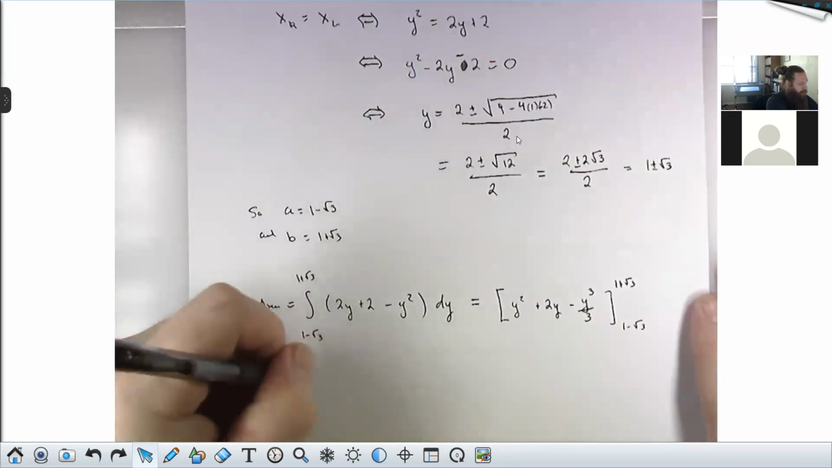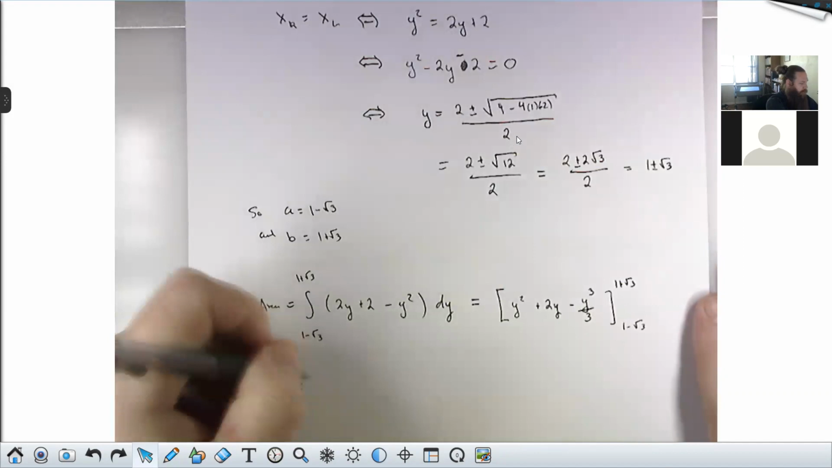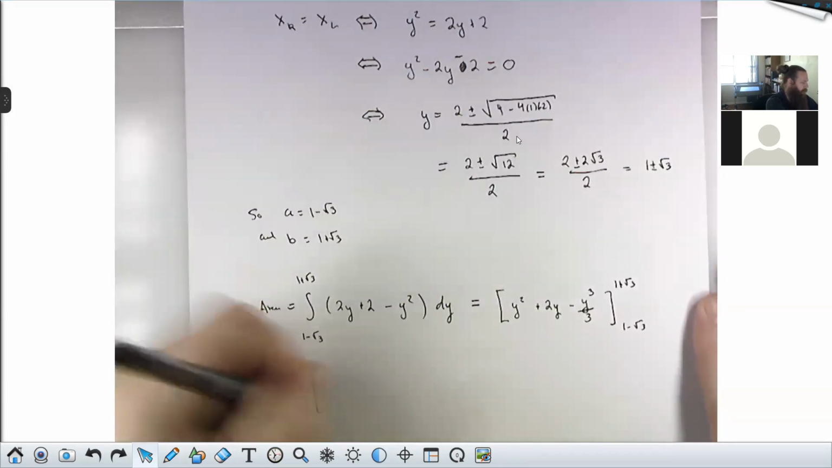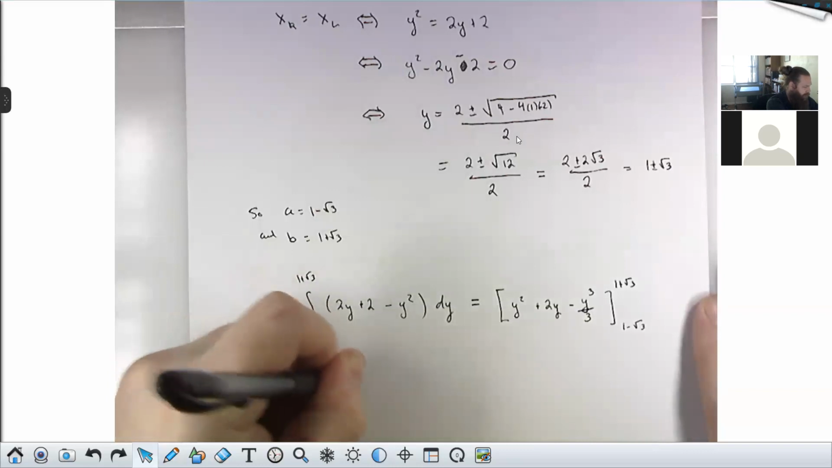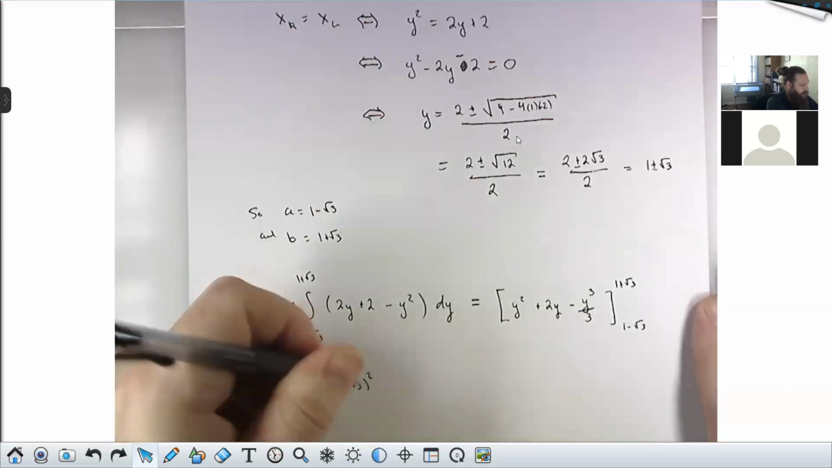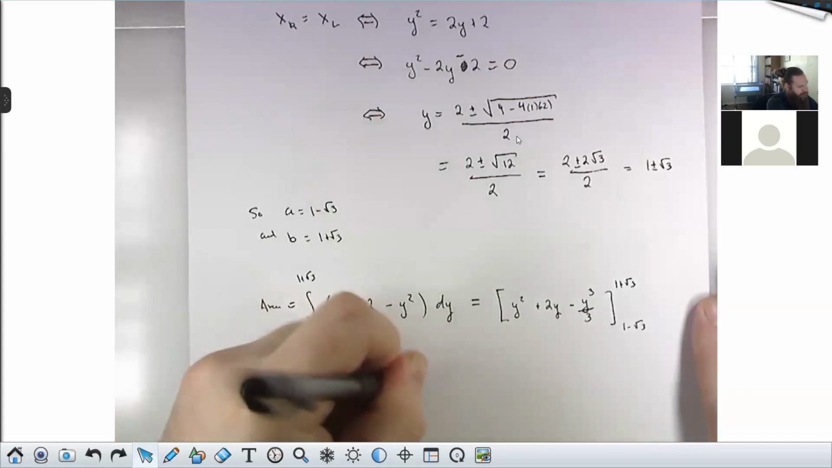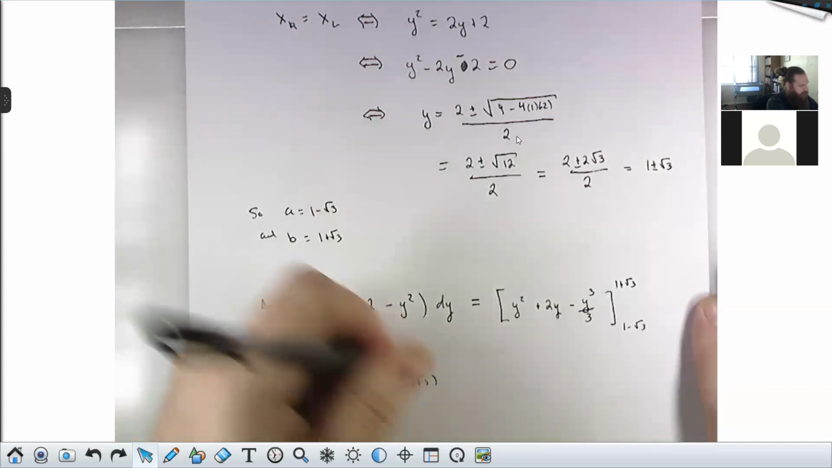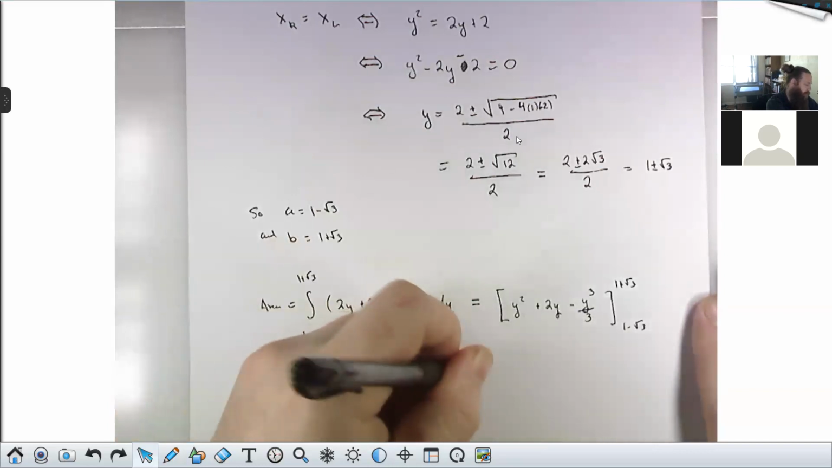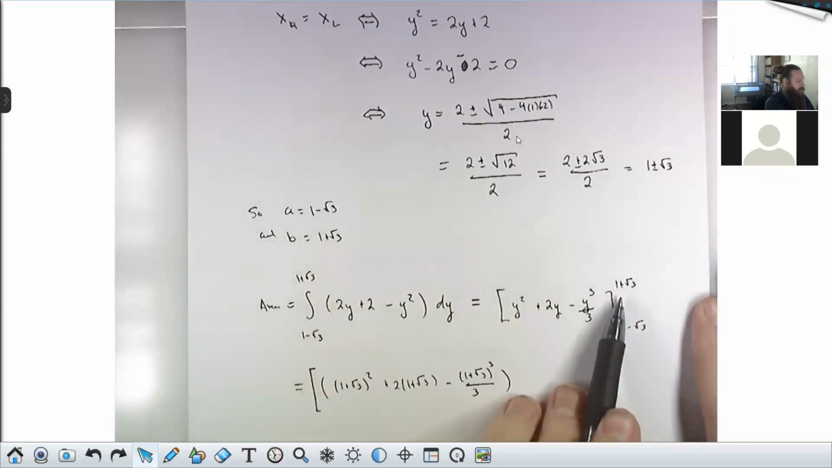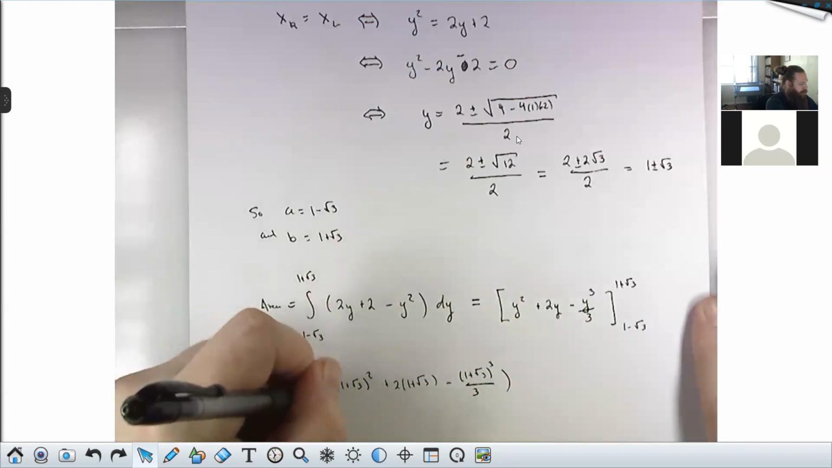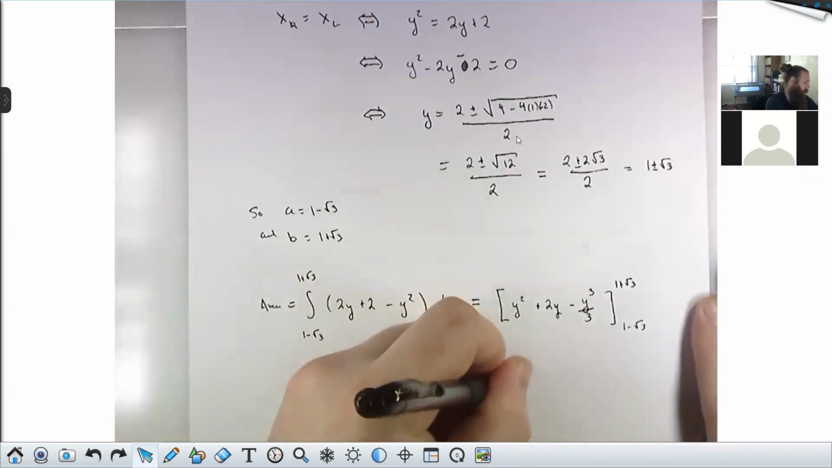I'll just go ahead and plug in here. We'll see what we get, and we'll leave it alone because the arithmetic is quite nasty. So this would be 1 plus the square root of 3, all squared, plus 2 times 1 plus the square root of 3, minus 1 plus the square root of 3 cubed over 3. That's what we get when we plug in the upper bound to this expression. There's a big open paren at the start and a big closed paren at the end.